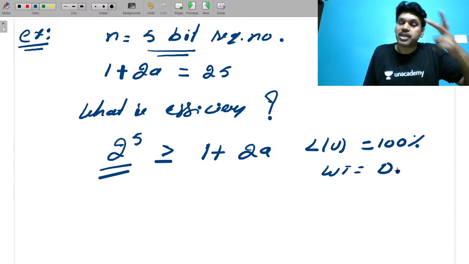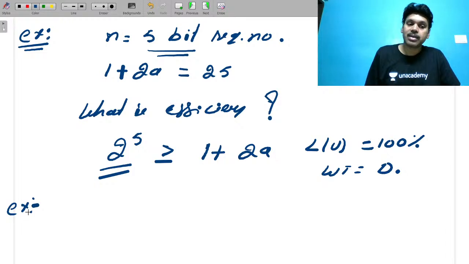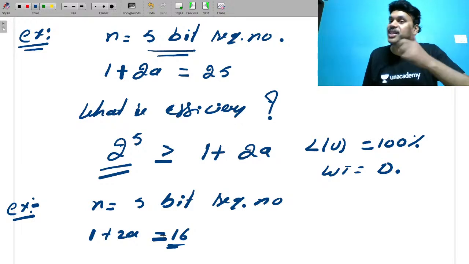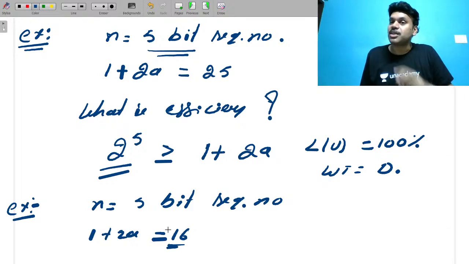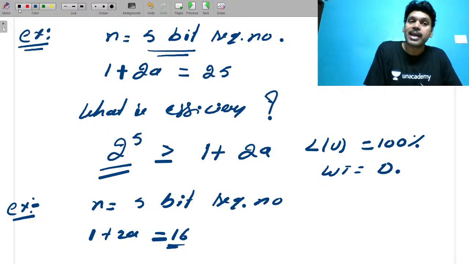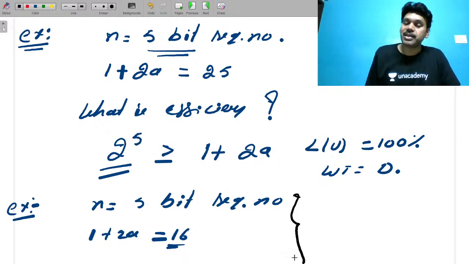If I reverse these values, I am saying n is equal to 5-bit sequence number and my 1 plus 2a is equal to 16 only. That means you can send only 16, not the 2 power 5 minus 1, 31. So here what is going to happen? He is asking what is efficiency. So what is L of u?